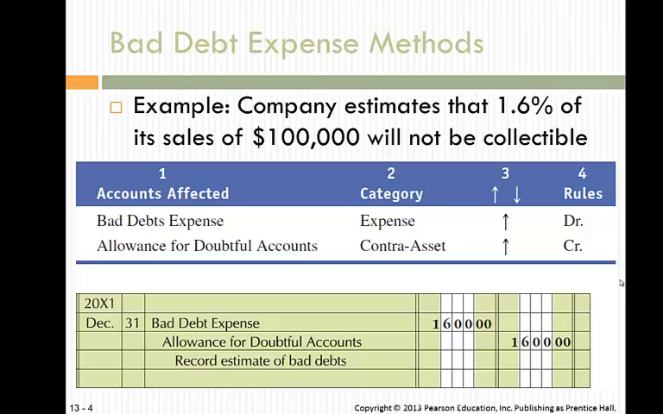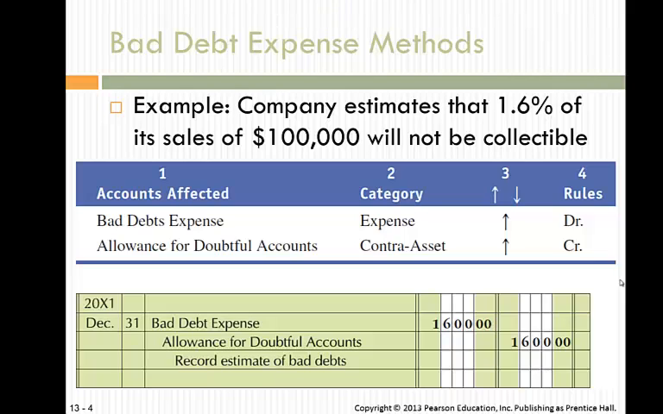Let's look at the basic journal entry. A company estimates that 1.6% of its sales of $100,000 will not be collected. 1.6% of $100,000 is $1,600. This estimate is recorded as an adjusting entry at the end of the year. We debit bad debt expense and credit allowance for doubtful accounts.